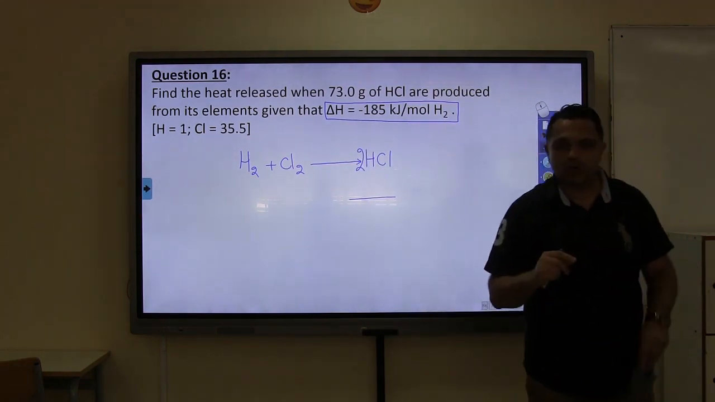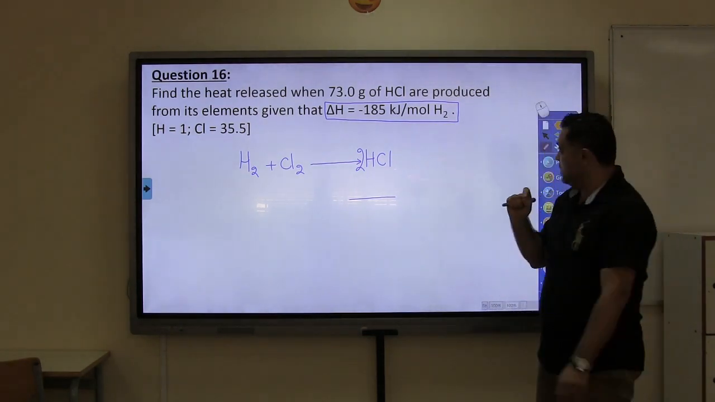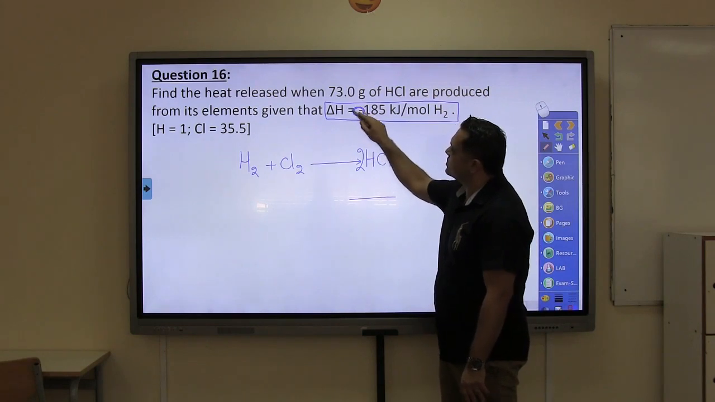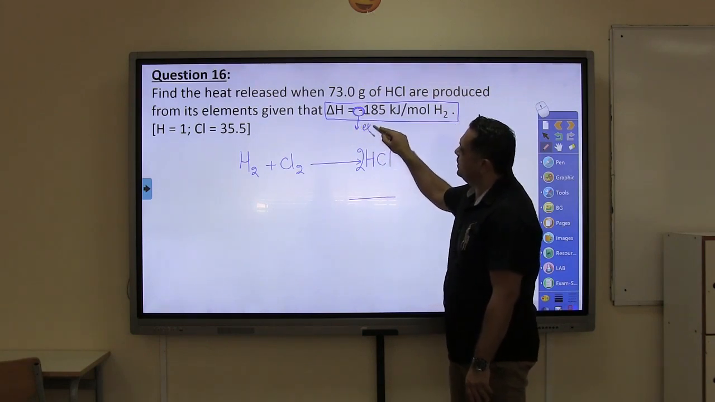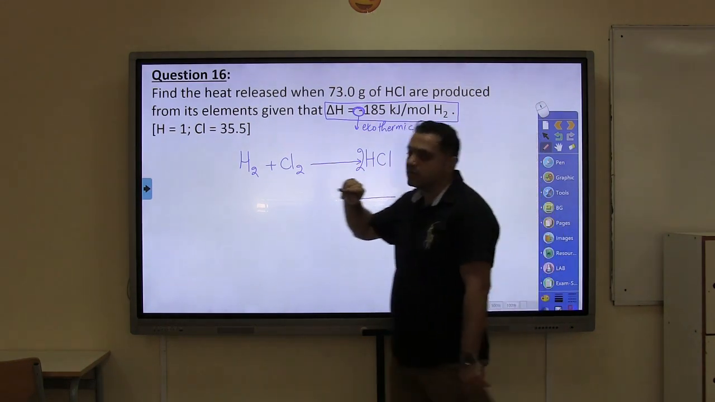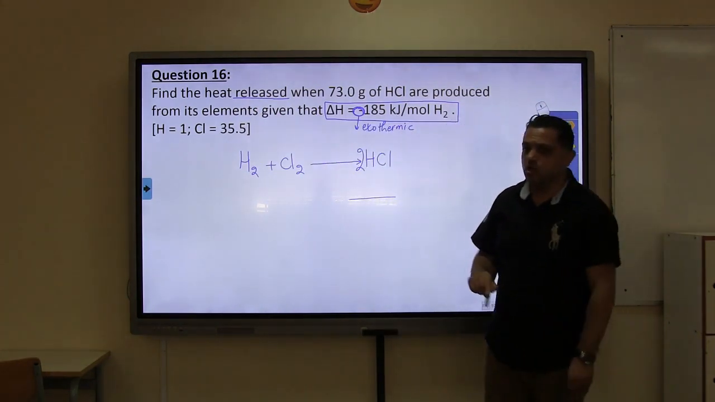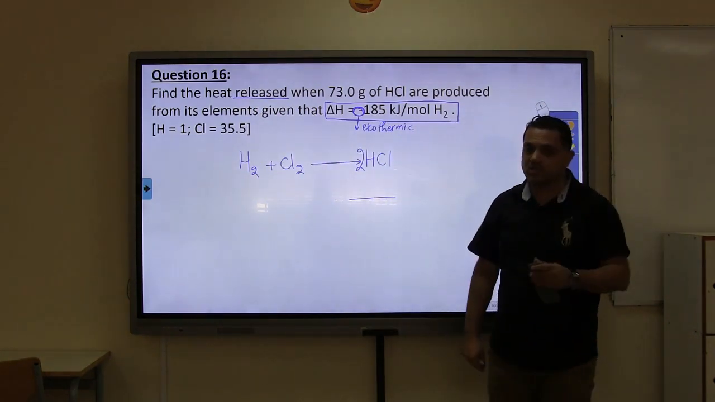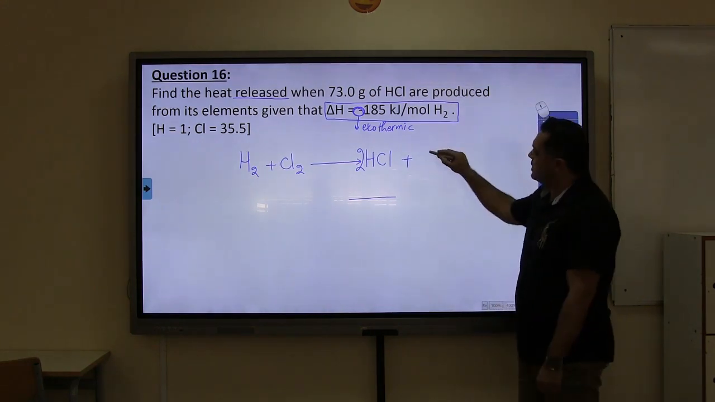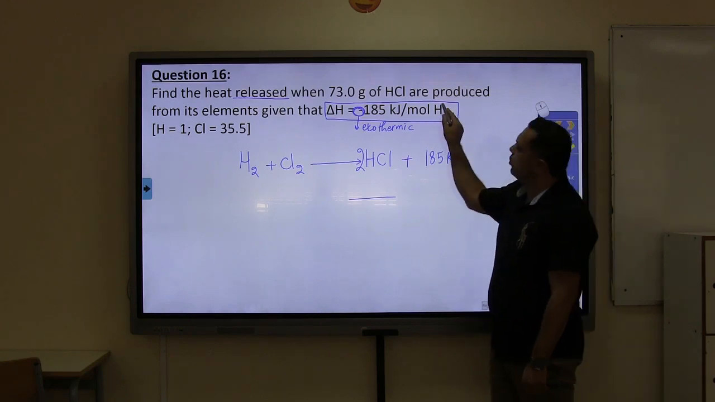As I told you before, we need to pay attention to the unit of the heat if it is given. Here, since it's negative, delta H is negative, this means it will be exothermic. And already here it is mentioned that the heat is released. It's exothermic. So we need to add the energy on the product side. So plus here, 185 kilojoules, it's per mole hydrogen.